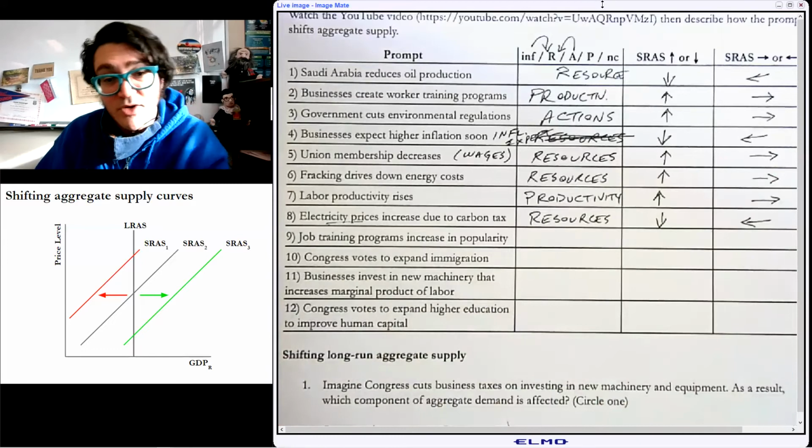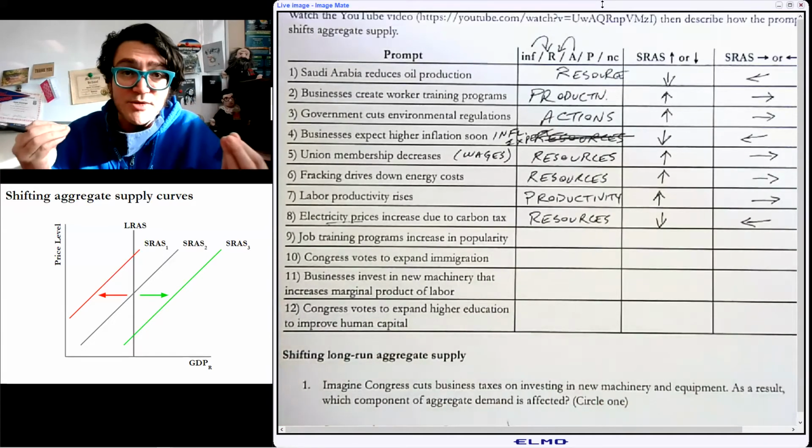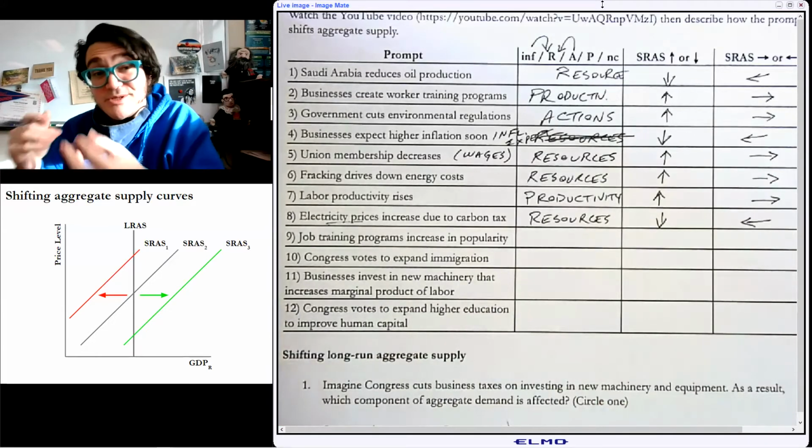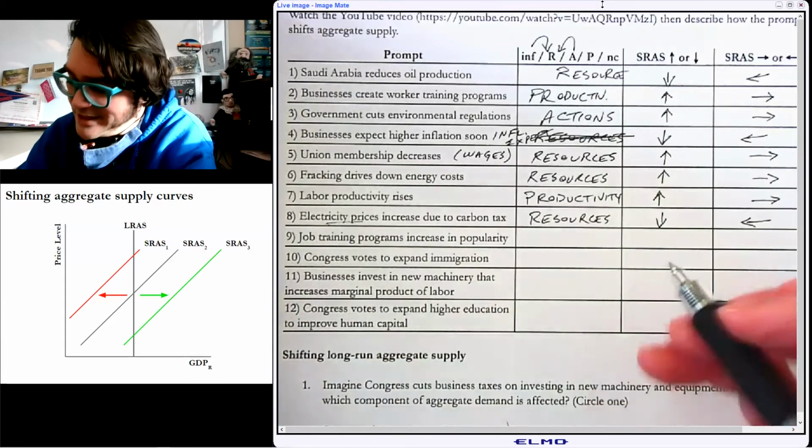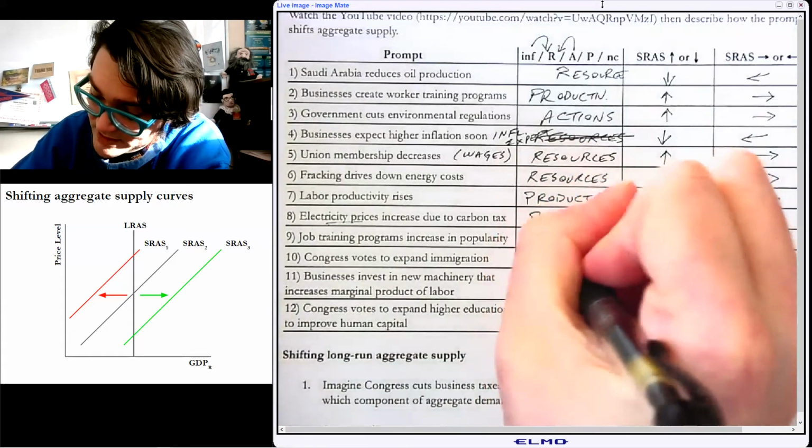Job training programs go up in popularity. So if it's more popular to be trained, then we'd assume that probably those workers are more productive, right? Then you can kind of start to see the connection here. Productivity.